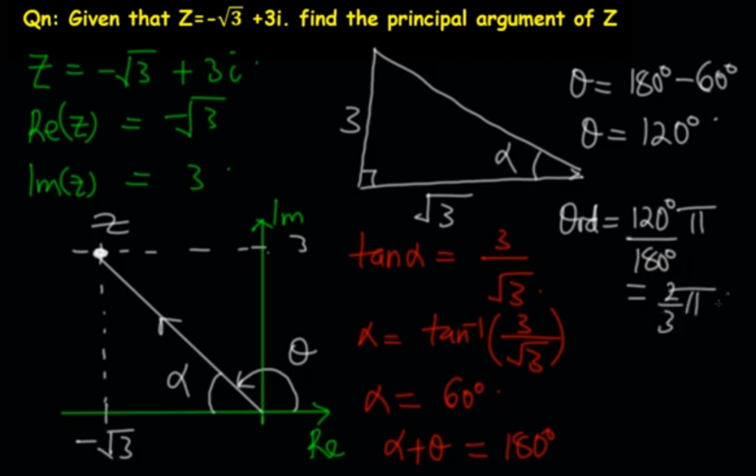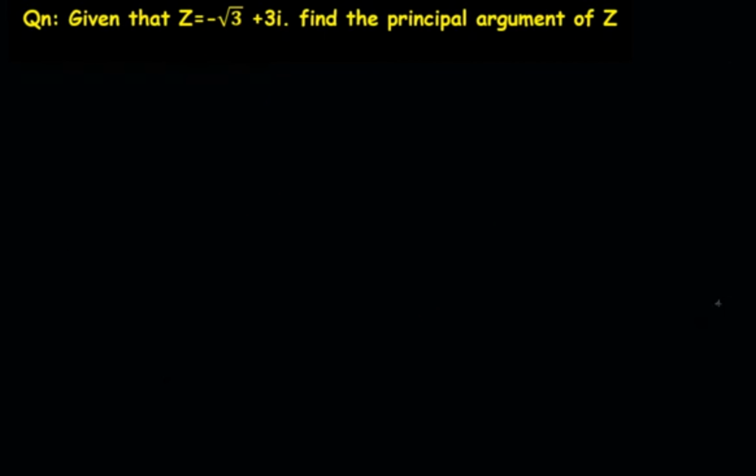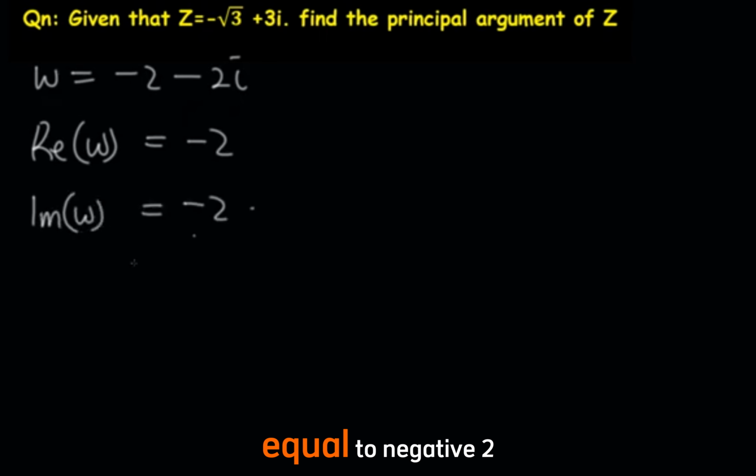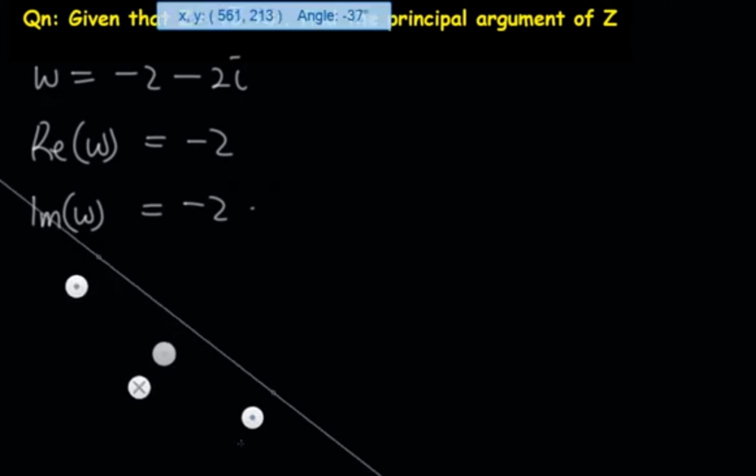Example number 2. We have w, which is equal to negative 2 minus 2i, implying that the real part of w is equal to negative 2 and the imaginary part of w is equal to negative 2. So let us draw our Argand diagram.